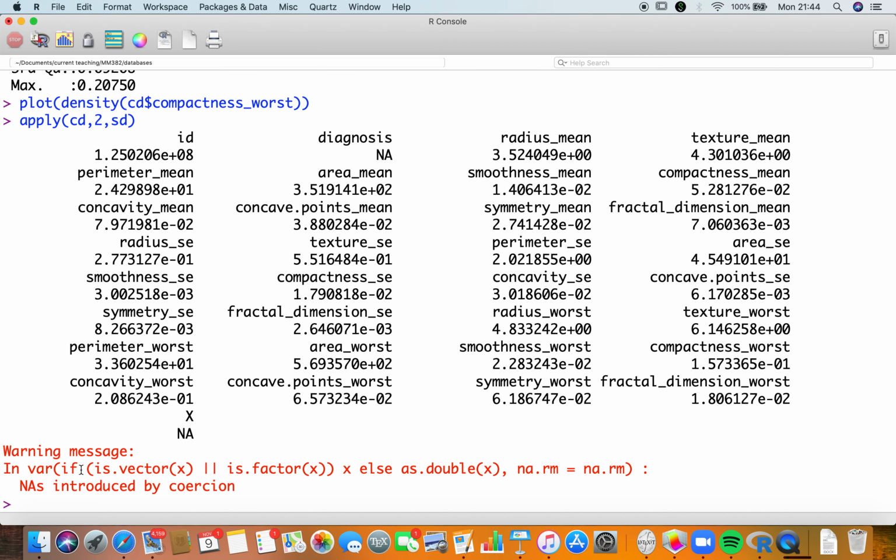Okay, but this is a very, very important idea, because you need to be able to calculate the standard deviation for each of the 3 columns, as I've said, because that's a basic idea. It's a basic summary quantity, and this is how you do it. You use the apply function.